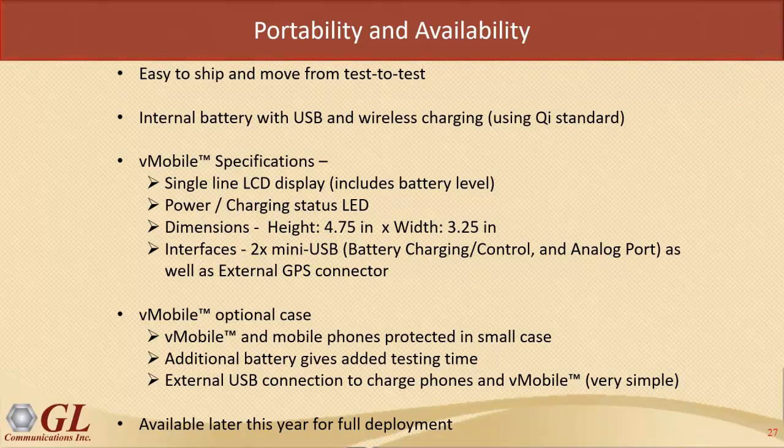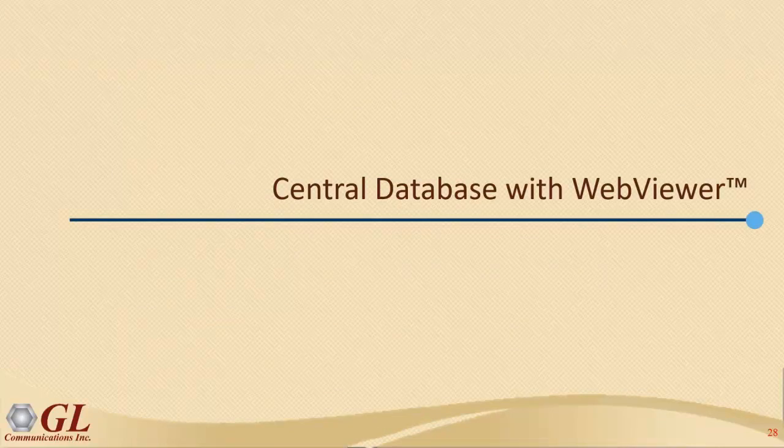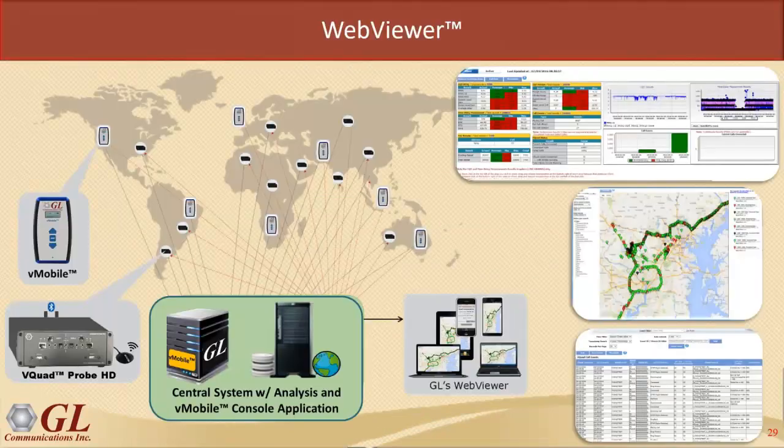So now let's get into it. The vMobile controls the phones, automates the testing, creates all these results, and sends everything to the central database in the same manner that the VQuad probe sends everything to the central database. So now when we're at the central database, we can bring up the results using what we call our web viewer, which is just a web browser. And from the web viewer, we can look at results, whether they're the POLQA results or the delay results or any of the other analytical measurement results.